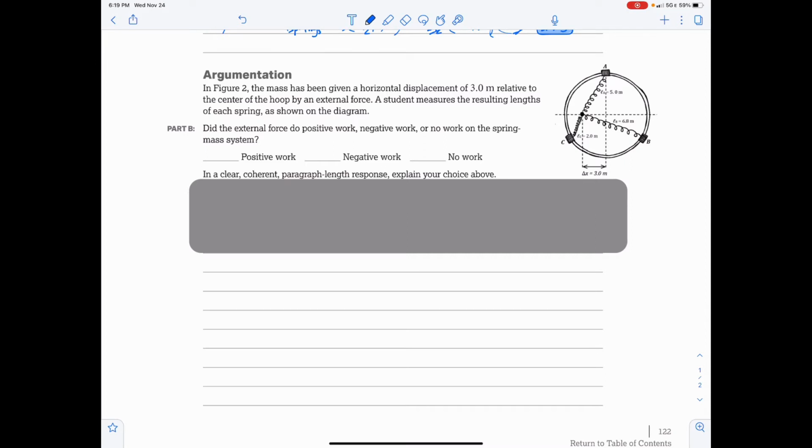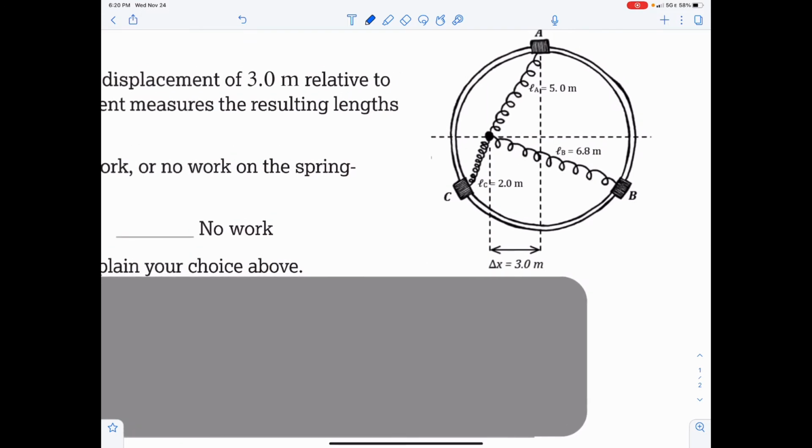So we're going to separate this into each spring. So, for instance, you'll notice spring A has been stretched from 1 to a certain amount, okay? And we can figure out these amounts using a little bit of Pythagorean Theorem. And so B is stretched a certain amount, and then C is probably stretched a certain amount as well.